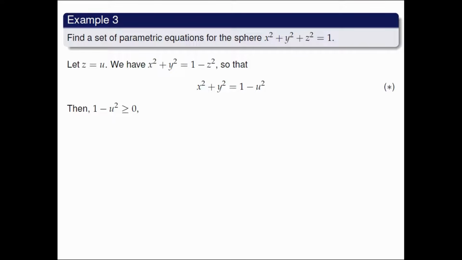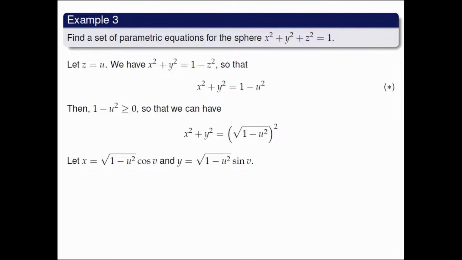Bakit natin sinabi to? Since later on, magkakaroon tayo dito na square root of 1 minus u squared. Since 1 minus u squared is greater than or equal to 0, yung square root ng 1 minus u squared is a real number. So we can have this equation. Yung right hand side, ginawa natin ganito. We now let x equals square root of 1 minus u squared cosine v and y equals square root of 1 minus u squared sine v.